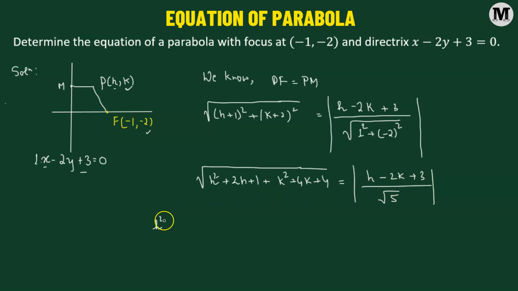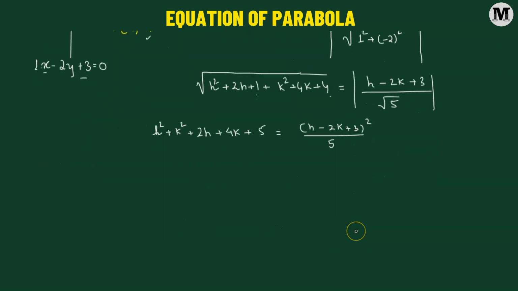So here we will get h squared plus k squared plus 2h plus 4k plus 5, since the 1 and 4 get added to give us 5. That will equal, on the right hand side, (h minus 2k plus 3) whole squared divided by 5, since squaring the square root of 5 gives us simply 5. We're going to cross multiply this 5 with the expression on the left hand side, and that's going to give us 5h squared plus 5k squared plus 10h plus 20k plus 25.